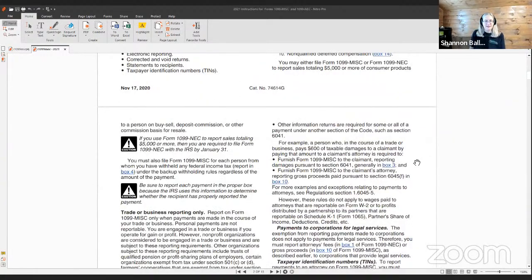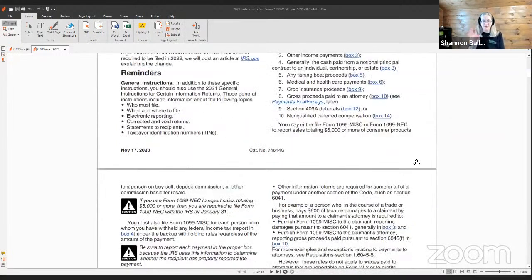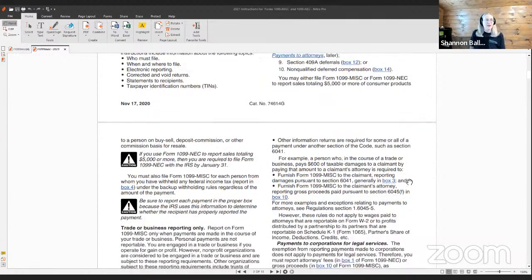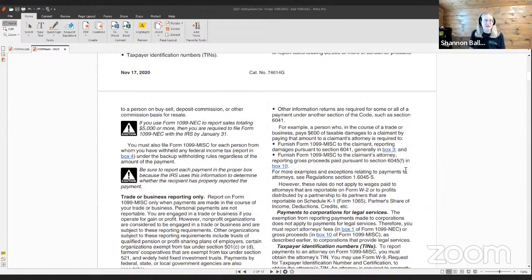And I think I read part of this already, but I'm just going to read it again just to make sure that it's covered. You may either file Form 1099 miscellaneous or Form 1099 NEC to report sales totaling $5,000 or more of consumer products to a person on a buy-sell, deposit-commission, or other commission basis for resale. Caution: if you use Form 1099 NEC to report sales totaling $5,000 or more, then you are required to file the form by January 31st with the IRS, because that is the due date of the form.